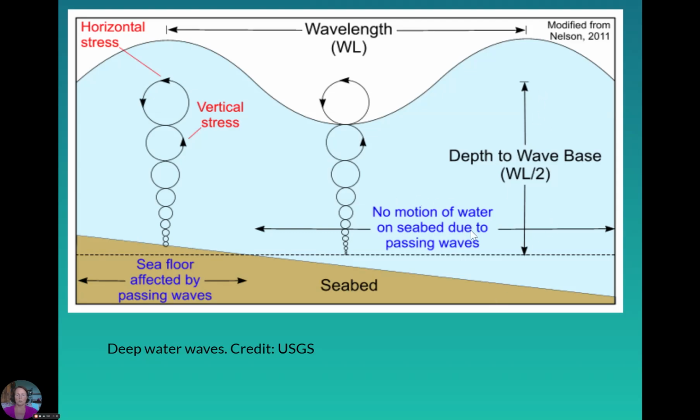Okay, no motion of water on the seabed due to passing waves. So that means that this is a deep water wave and it's not being affected by the seafloor at all. This one is just starting to be affected by the seafloor, but the depth to the wave base is still just over 1/2 of the wavelength. And so it's still considered a deep water wave, but it is transitioning into a shallow water wave here, because that can either happen because the ocean floor is getting shallower or the waves are getting longer. Either way can make that equation come out.